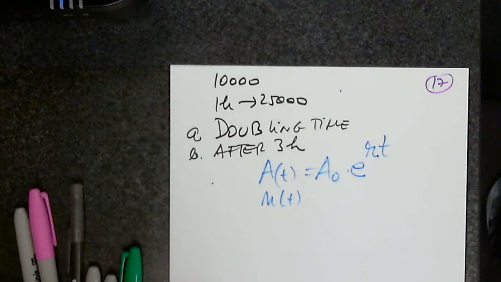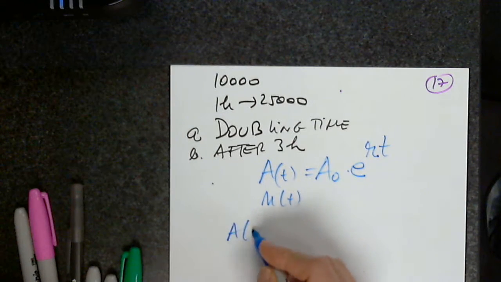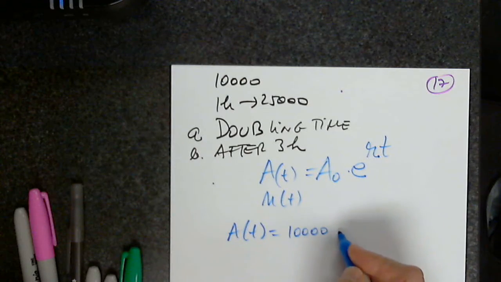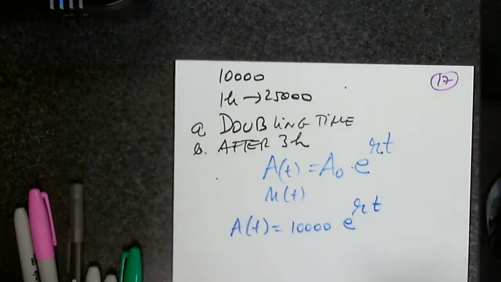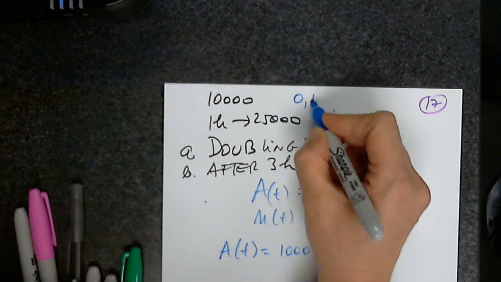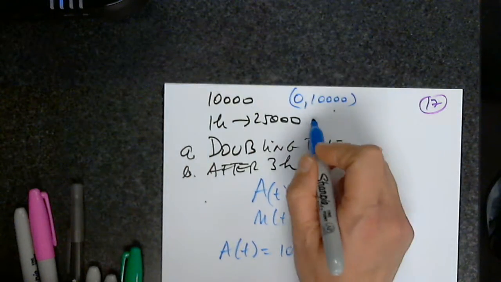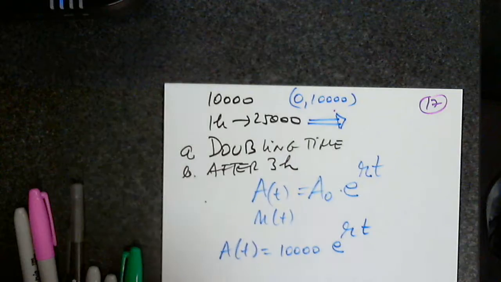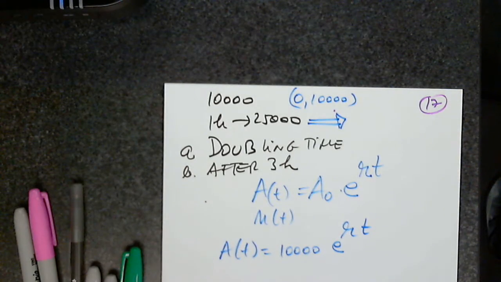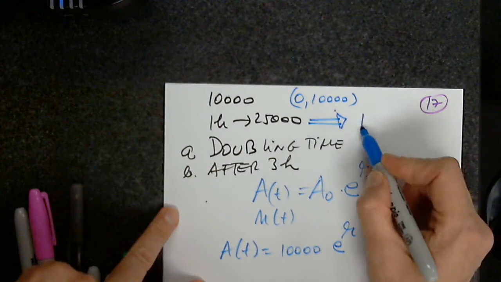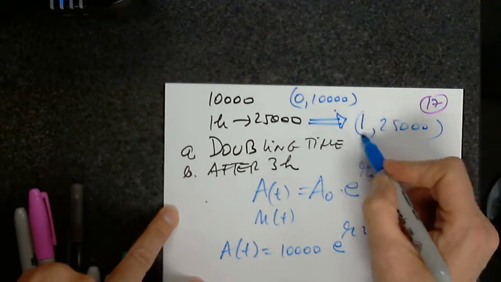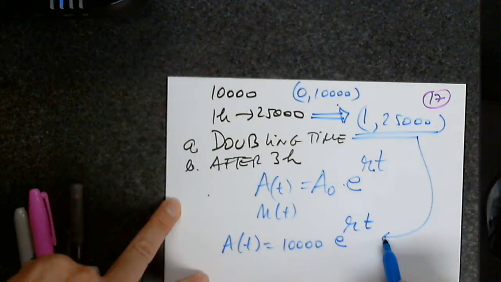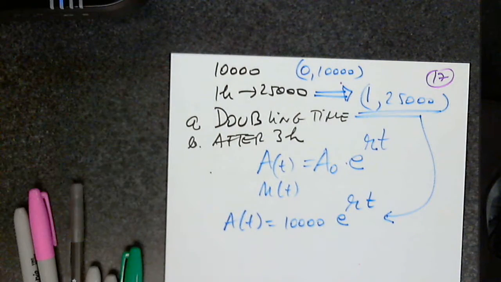So the initial is very clear. I already have A of T equals 10,000 times e to the RT, because the first point was 0, 10,000. But what is the second point that I'm given in this problem? I'm given 1, 25,000. This is the point that I have to plug in here carefully in order to find what? What am I after? What I don't have and I need? K, or R, whatever you want.